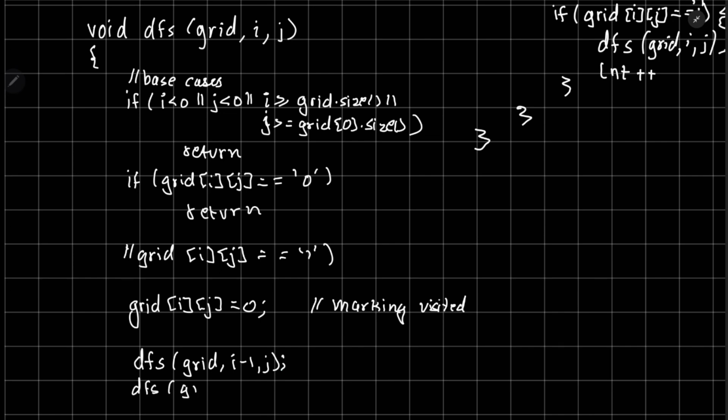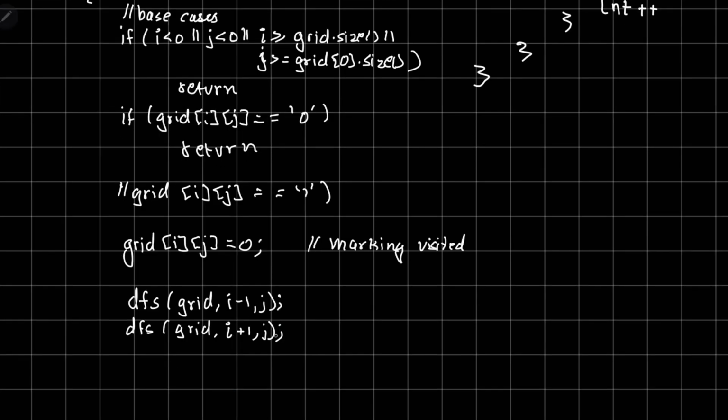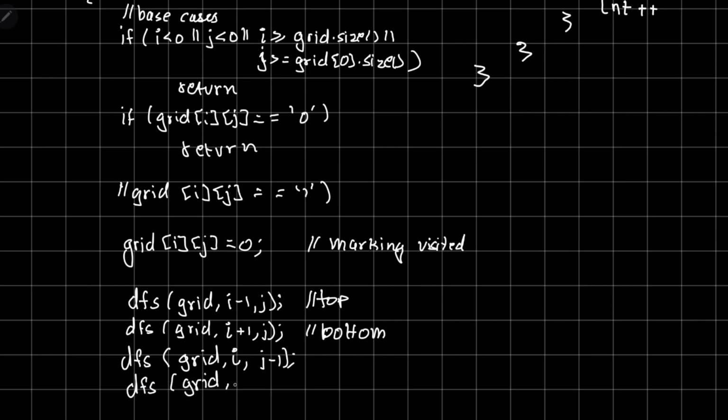DFS grid i plus 1 j. This is nothing but the top neighbor, this is the bottom neighbor of i j. Then we will call the left DFS, so grid i and j minus 1, and finally for the right neighbor, grid i and j plus 1. So this is the left neighbor, this is the right neighbor. So thus we have completed our DFS function.